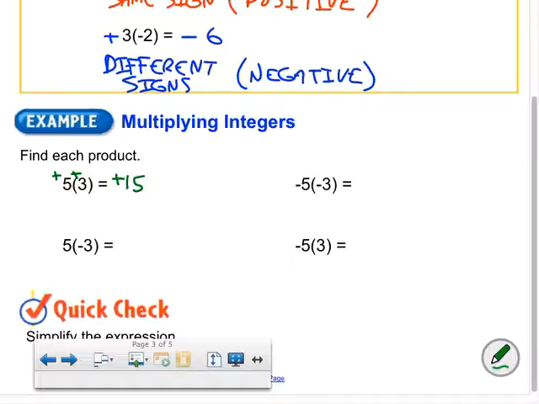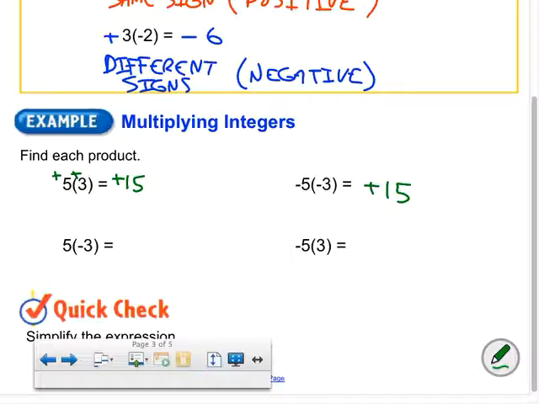Who's got this next one over here? Walk me through that. Okay, since they both have the same sign, which is negative, same signs is going to be a positive. And what's the magnitude? What's the number going to be? 15. So it's going to be positive 15, because same signs will give you back a positive number.